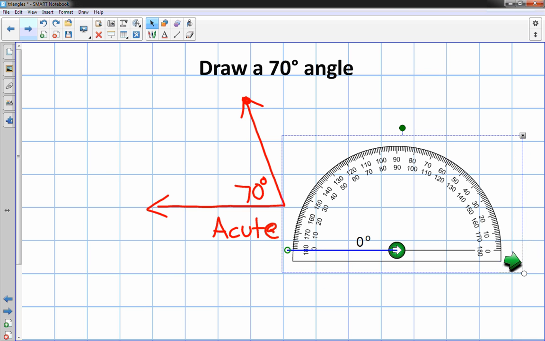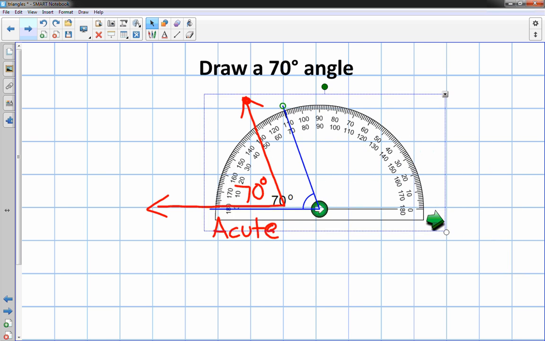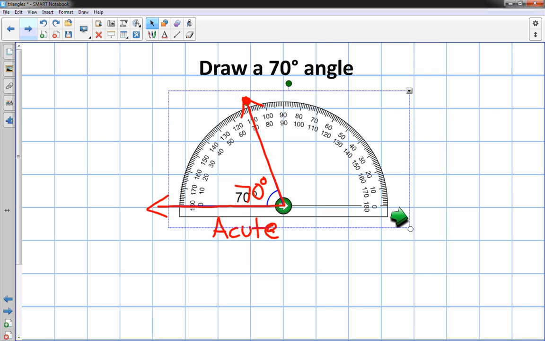If I wanted to check it, I would just move my protractor right over it. I know that that's less than 90, so I know that's 70 degrees, and it's not 110 degrees. Keep practicing with your angles and drawing them and measuring them. If you have any questions, feel free to ask.